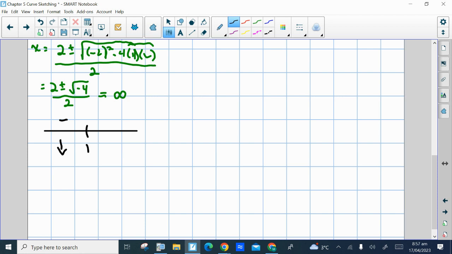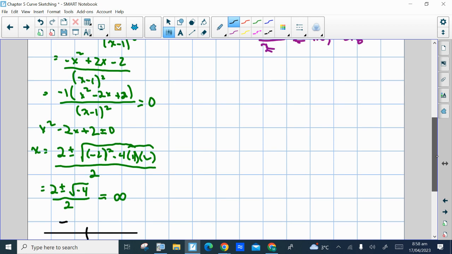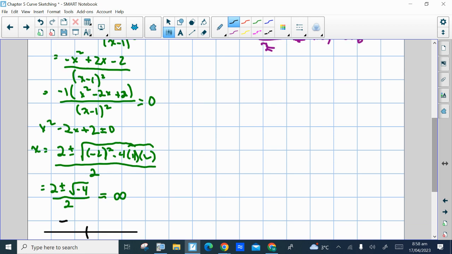To the right of positive 1, a number like positive 2. So if we look at the value of our derivative, when x is positive 2, you're going to have 2 squared, which is 4, but the negative makes it negative 4.